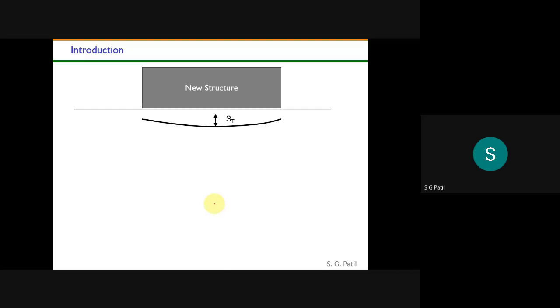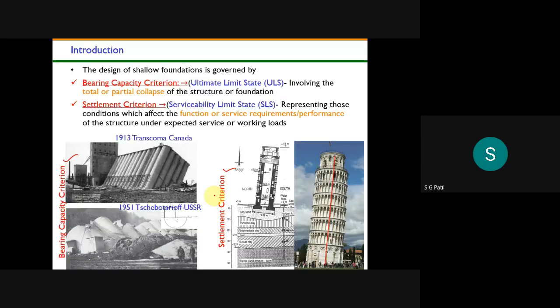So once this bearing capacity failure is there, we will come to it in the fourth unit, where in detail we will discuss this bearing capacity failure and how to avoid it. That is for shallow foundations. In the fourth unit we will discuss in more detail about this bearing capacity failure.